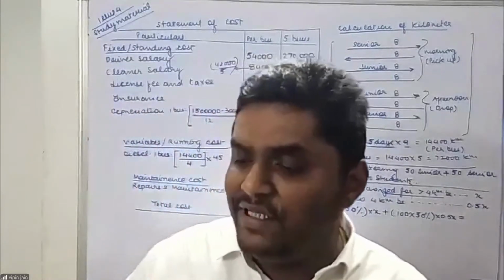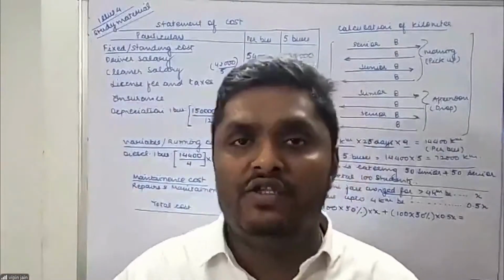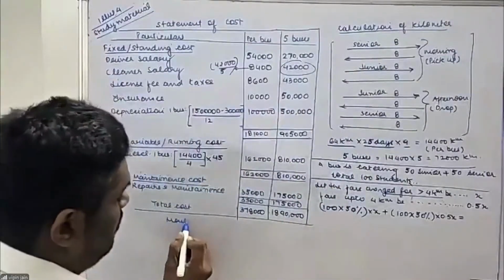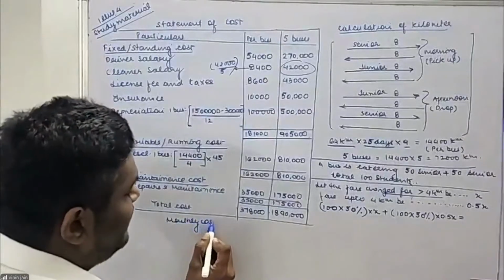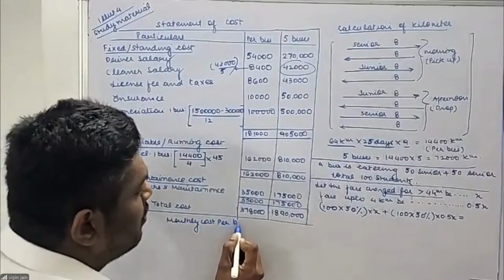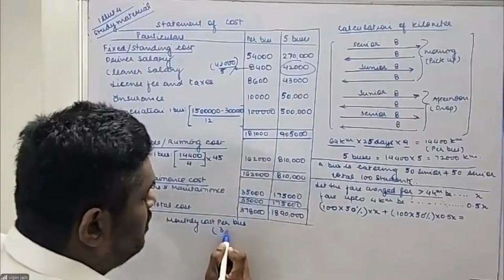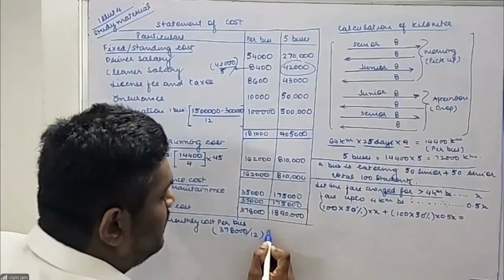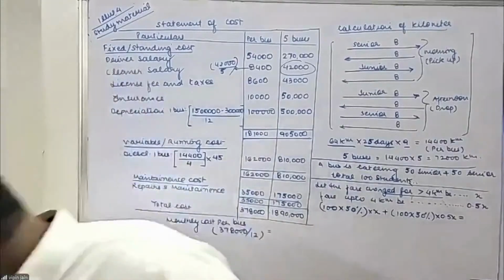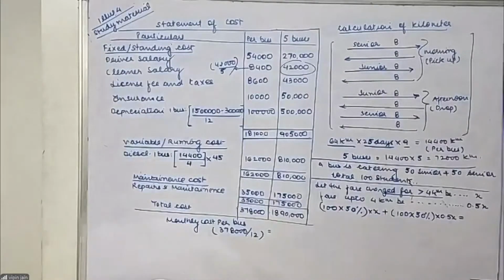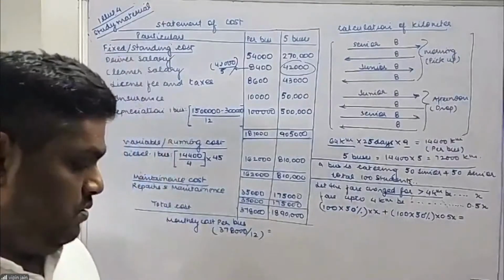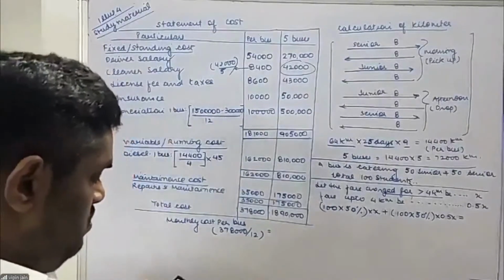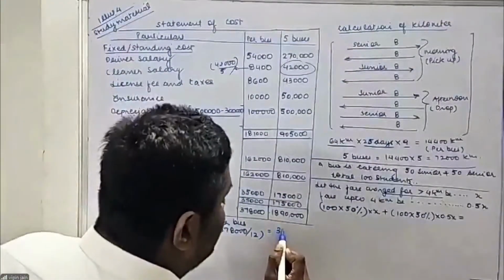the average cost per student per month. So monthly cost. Monthly cost per bus will be how much? 3,78,000 is for the year, divided by 12. So this will be 31,500.